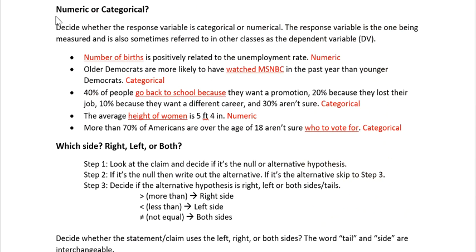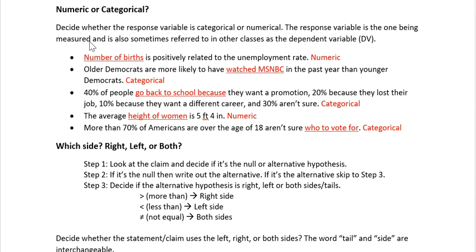The next one is whether it's numeric or categorical. So for this one, you're supposed to decide whether the response variable is categorical or numerical. The response variable is the one being measured. So that's the variable that's actually being measured, and is also sometimes referred to in other classes as the dependent variable, or the DV. I don't know if you remember from other classes, independent variable and dependent variable. Well, the response variable is your dependent variable. So that's the actual thing that's being measured.